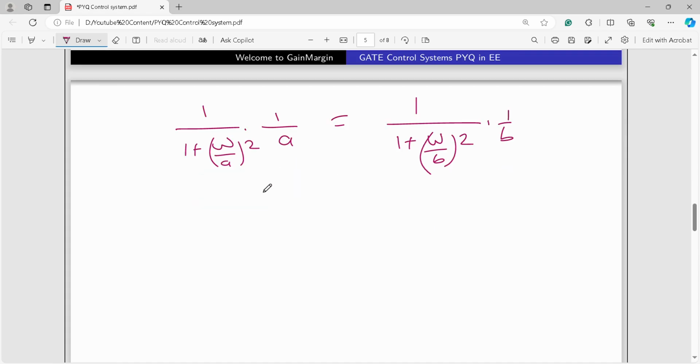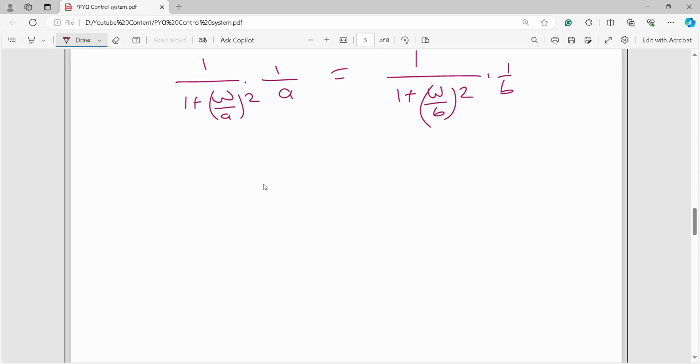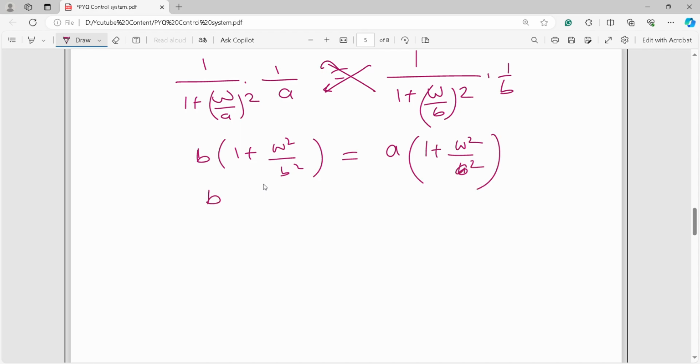All right, with further simplification, just cross multiplication and then solve further. Then you get b1 plus omega square by b square equal to a 1 plus omega square into 1 by a square, right? Then b plus omega square by b equal to a plus omega square by a, just multiplying by b, and then cancel out b square and b.